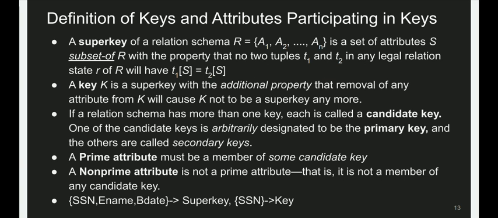So now what is a prime attribute? A prime attribute is an attribute which belongs to a candidate key or the primary key. It means that it is part of a candidate key. Those which are not part of a candidate key are called non-prime attributes. For example, here {SSN, ename, birth date} is a super key and SSN is a key or primary key. So whatever attributes are there other than SSN are called non-prime attributes. SSN is a prime attribute.